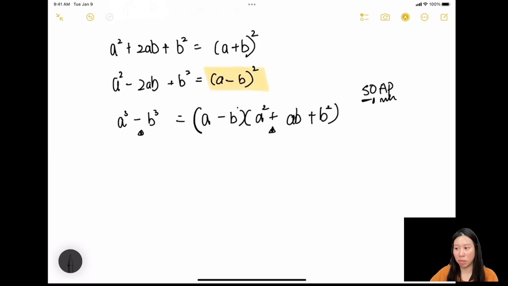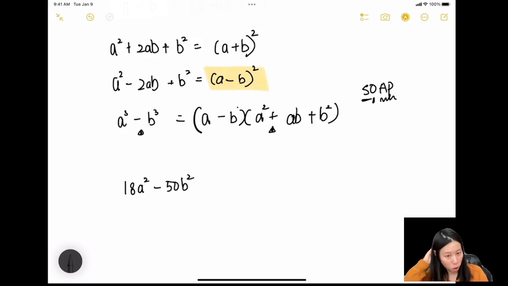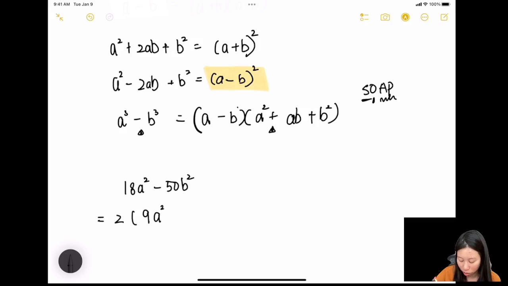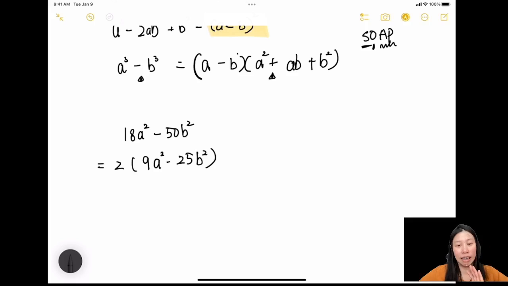Okay, so here are some examples, such as 18a squared minus 50b squared. When you try this one, the first thing, you are not trying to find the special product, it's trying to factor the common factor out. So 18 and 50, they have a common factor of what? 2. So we factor the 2 out, we have 9a squared minus 25b squared. You see a squared, b squared, and there's a subtraction. So we can use what? The difference of squares.